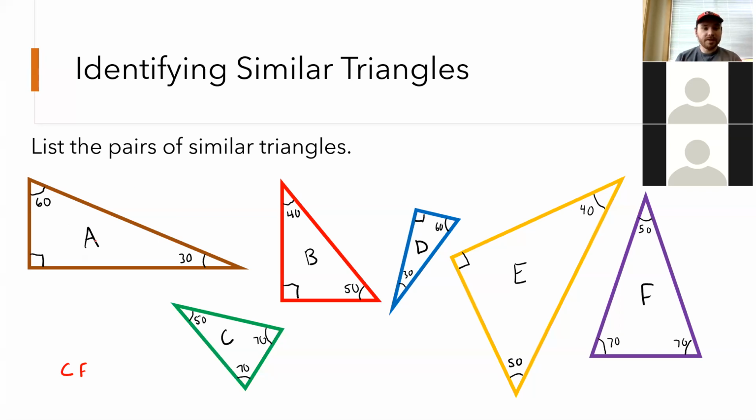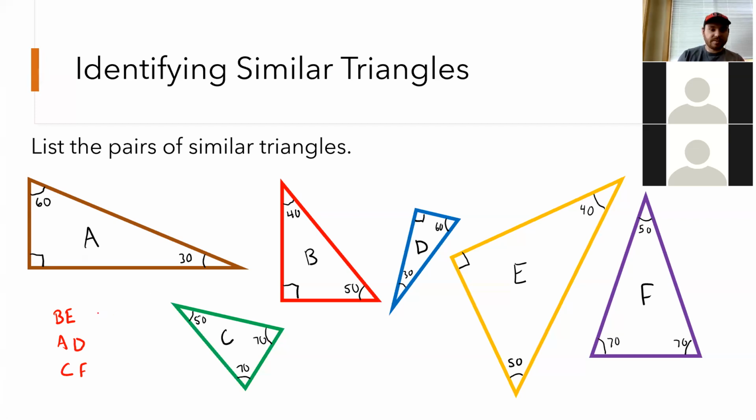So let's look at A. What we're looking for to find the pair that goes with A is a triangle with a right angle, a 60-degree angle, and a 30-degree angle. So if we look at B, that has a right angle, a 40, and a 50. D has a right angle, a 60, and a 30. So A is going to be paired with D. And then E, the other right triangle, has a right angle, a 40, and a 50, which means that it is going to be paired with B. So our pairs should look like this. Got B and E, A and D, and C and F.